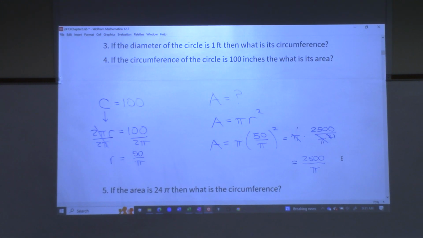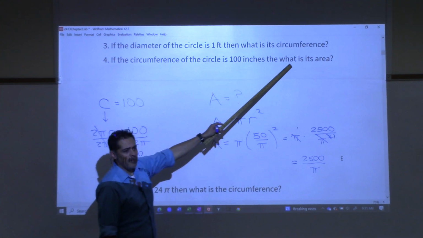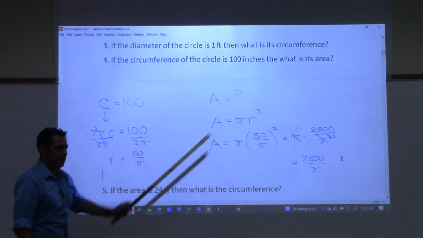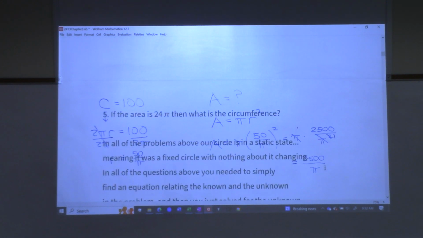So if somebody gives you the circumference of a circle, you should be able to find the area by using this formula to get the radius and then take that radius and plug it into the area. Again, there's no calculus here, right? Have we taken a derivative? No, nothing, right?